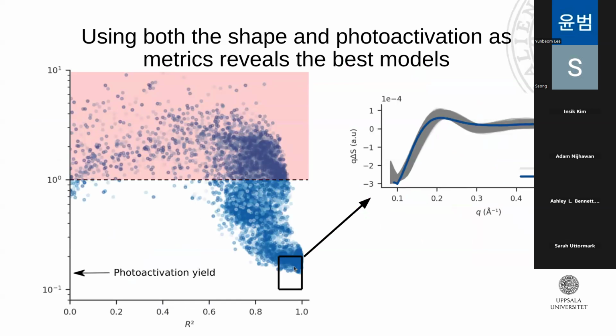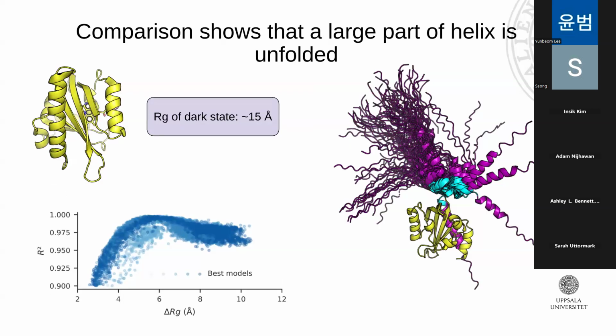These are around 6,000 models out of 20,000. So these are what you're seeing here, the best fits that we could get. And these are the RG increases of them. You can see that at around 5, 6 angstrom, we get a plateau where we reach how much the helix is unfolding. So it has reached the maximum that we can see.